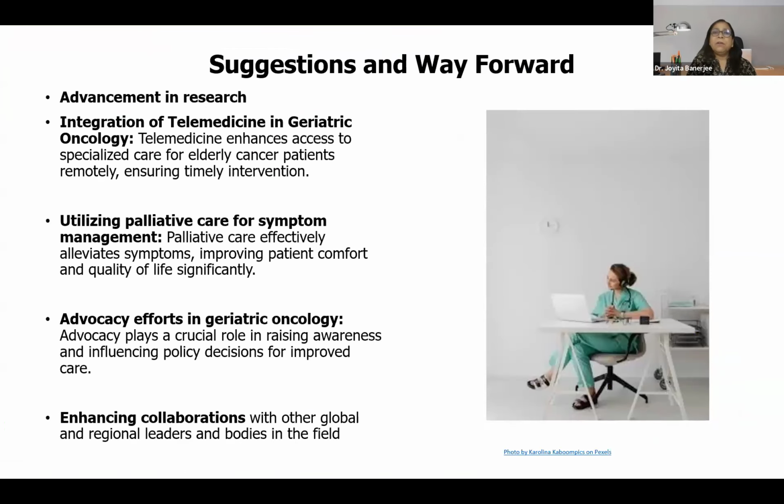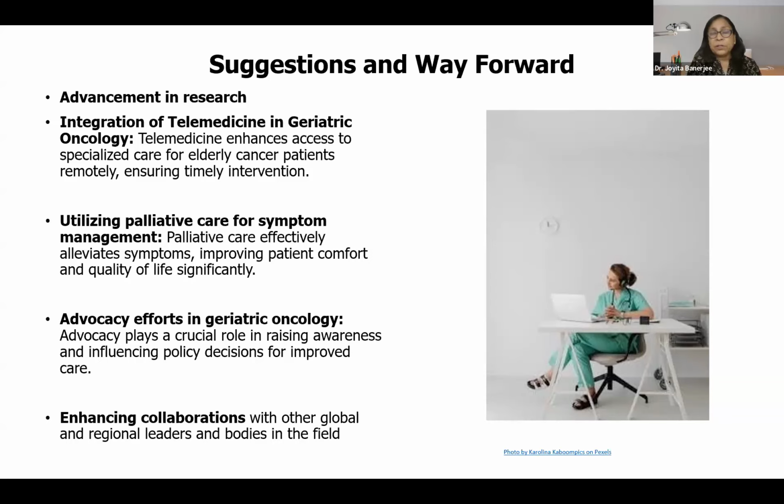So coming to the end of my slides, what should be the suggestions to take and the way forward? There should be advancement in research and more evidence building. Integration of telemedicine in geriatric oncology is something very important. Telemedicine enhances access to specialized care for elderly cancer patients remotely, ensuring timely intervention. And for people who might not be able to access care, telemedicine can be a boon. We have seen during the pandemic that yes, telemedicine can be very helpful.